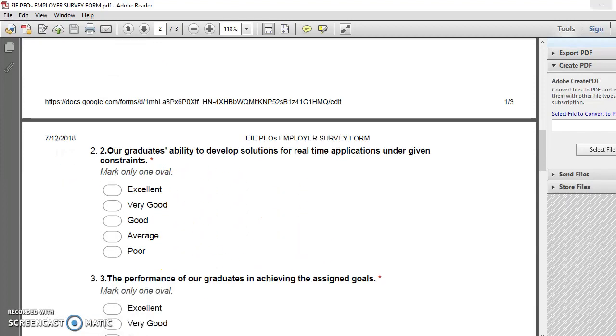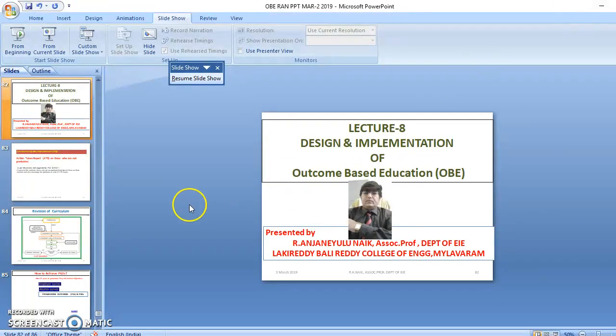Similarly, we will ask the same question in the alumni survey also. When alumni come to the department, or we will send it through mail also, we will take a survey about these PEOs. So this is about the assessment of PEOs.